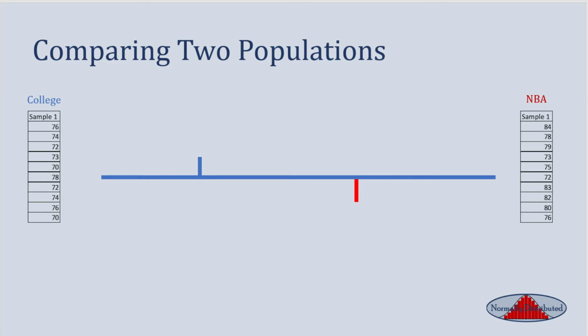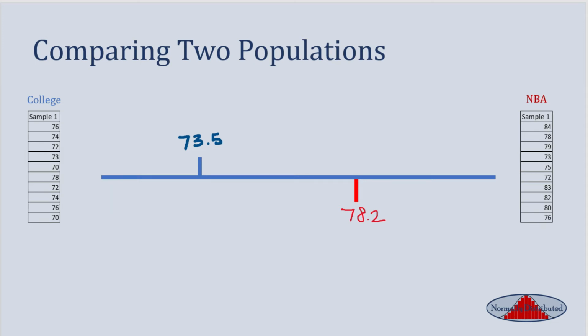So what you can do is take a look at their heights and draw them on the number line here. Let's say this out here is the mean for our NBA players, which in the first sample was 78.2. The mean for our college players, though, is a lot smaller. It's actually going to be 73.5. So we can see that there's about a 5-inch discrepancy in these two samples.